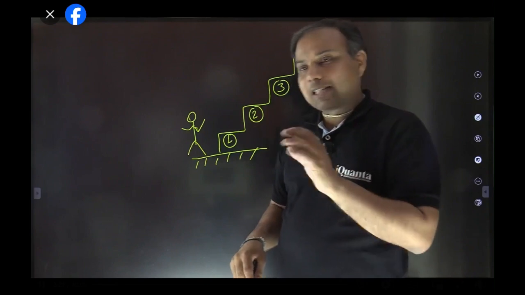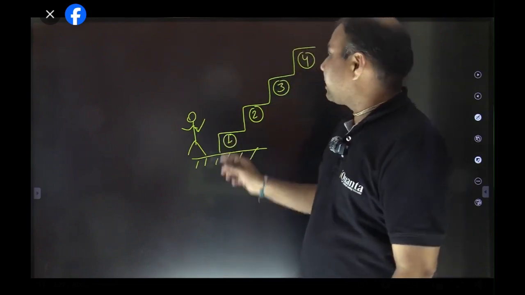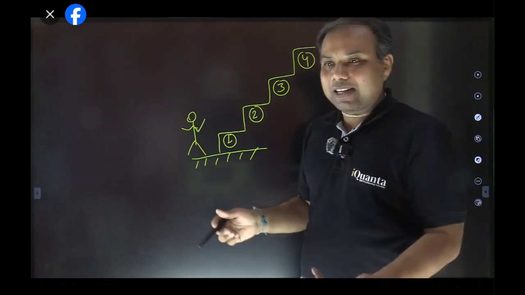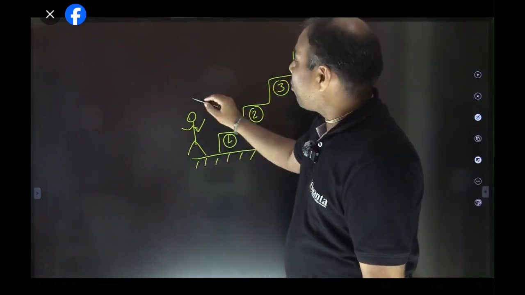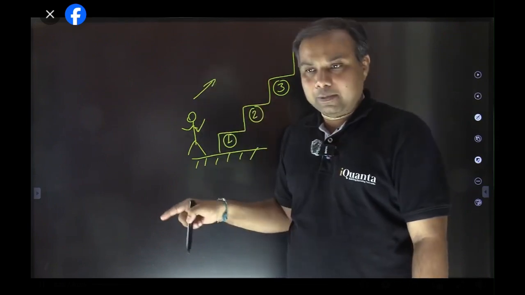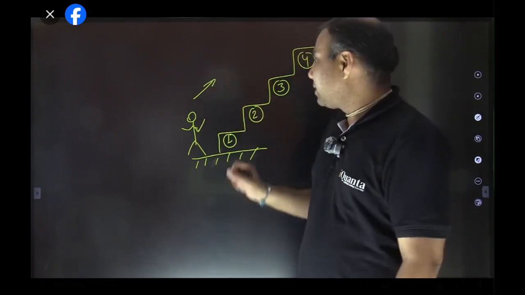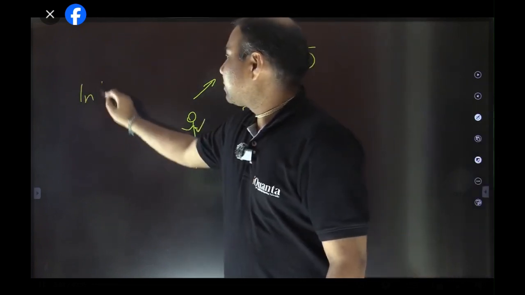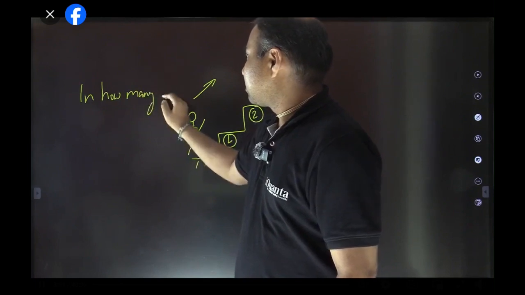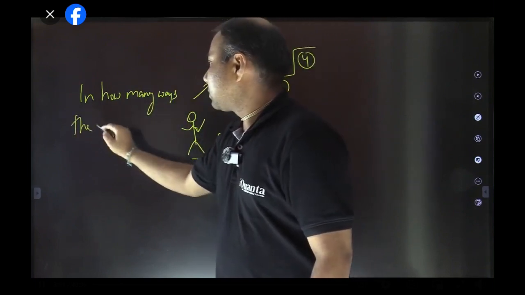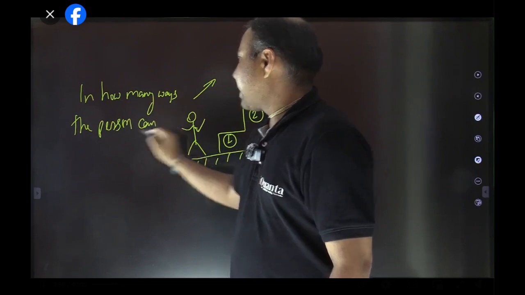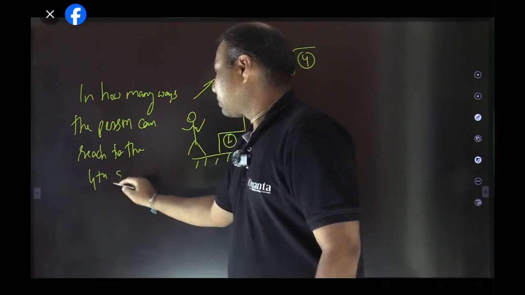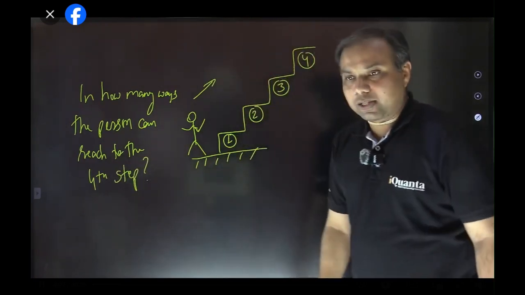This person is so capable that he can directly jump to the fourth step, or he can take one step at a time and reach the fourth step. There can be various ways, but this person is moving only in the forward direction. The person doesn't come back. So the question is: in how many ways can this person reach the fourth step? Answer please, fast.